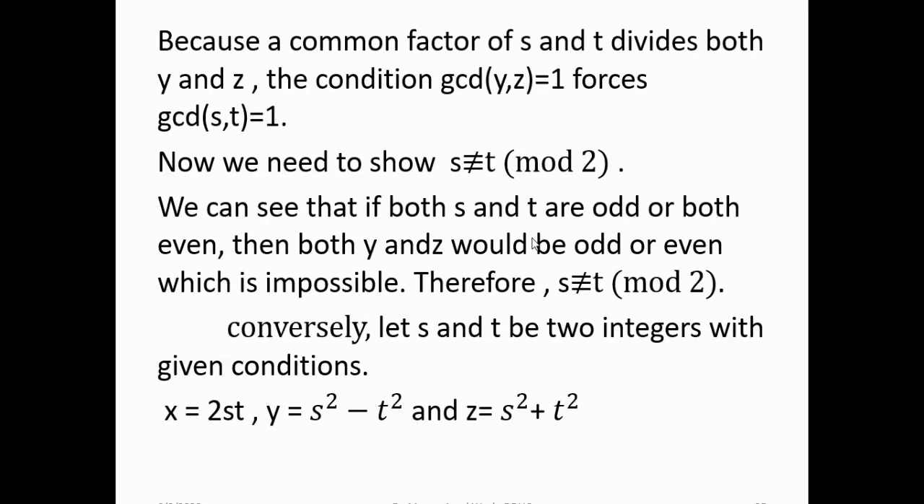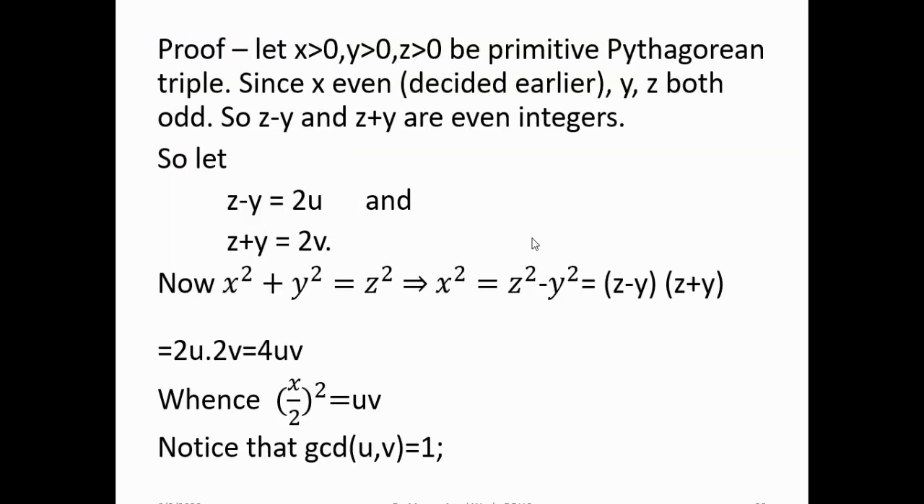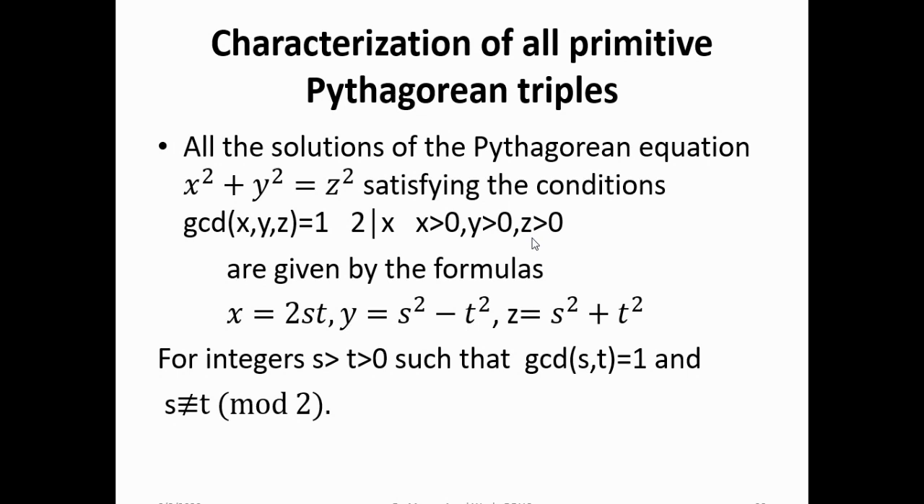So we have seen this result where we have characterized all the primitive Pythagorean triples. If we have to find primitive Pythagorean triples, then these conditions should be satisfied. x is equal to 2st, y is equal to s square minus t square, and z is equal to s square plus t square, where s and t are relatively prime and s and t are incongruent modulo 2.